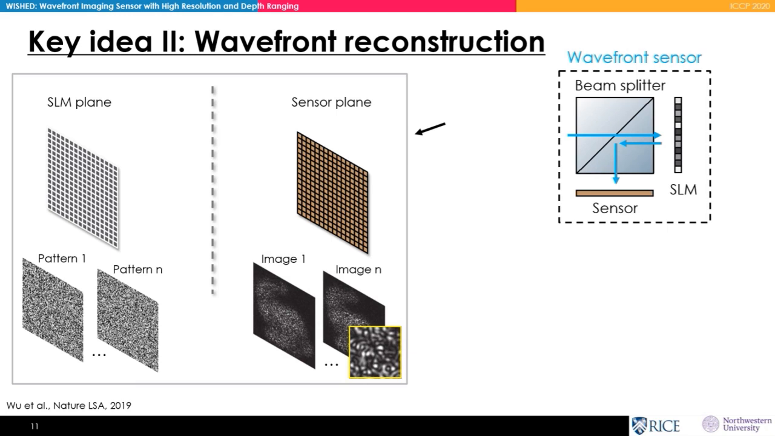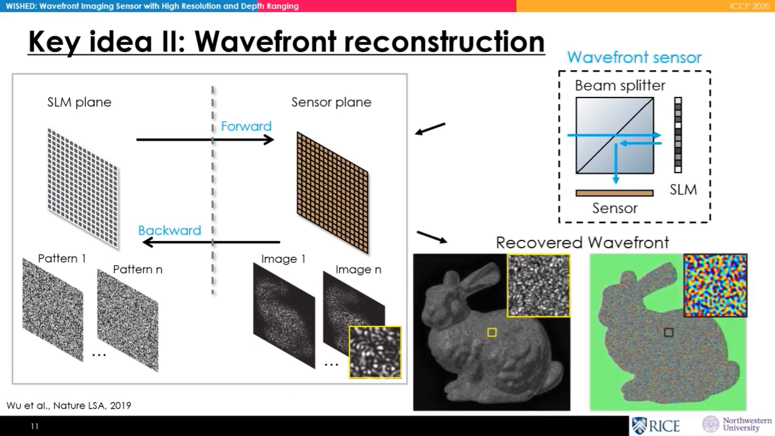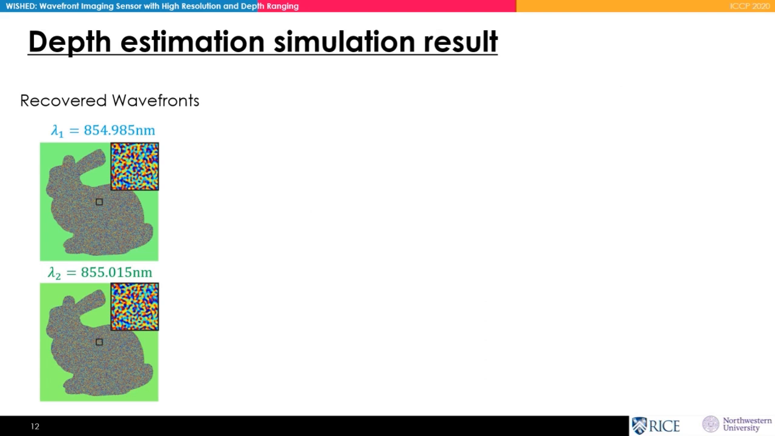Then, the Gerchberg-Saxton algorithm is applied to iteratively update the field on the SLM and the sensor plane. After several iterations, both amplitude and phase are recovered. Since the surface of the simulated bunny is rough, a speckle pattern and random phase is observed. Similarly, we recover the phase for the other wavelength.